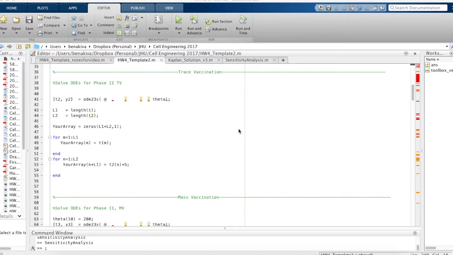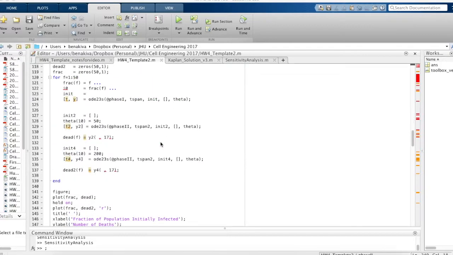So the next part of the code has you solve for the phase 2 ODEs, and we're first going to be looking at the trace vaccination case. So in the paper they go out with the model to 300 days, and we've already done a 5-day phase 1. So as a hint for your t-span for phase 2, we're going to do 295 days.